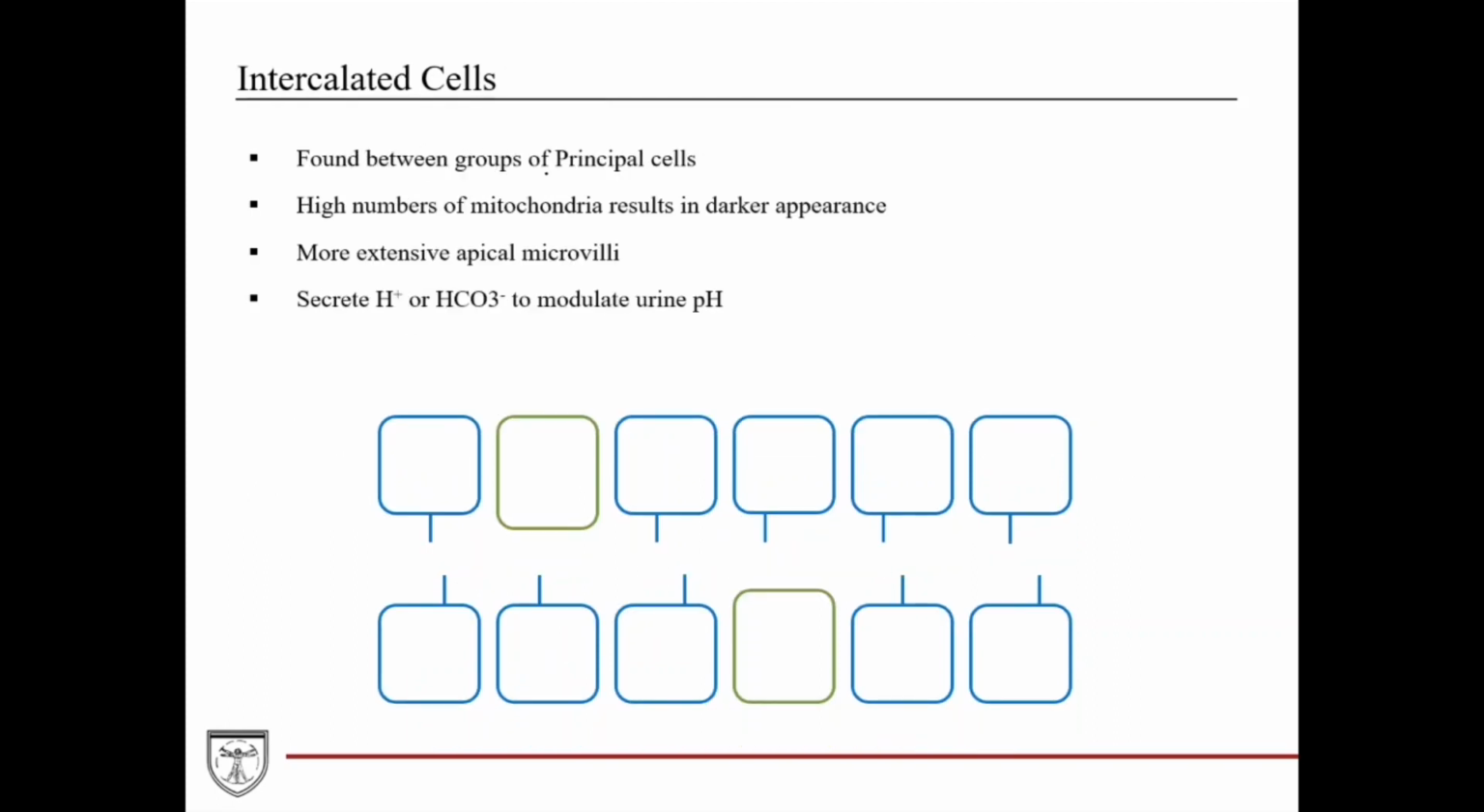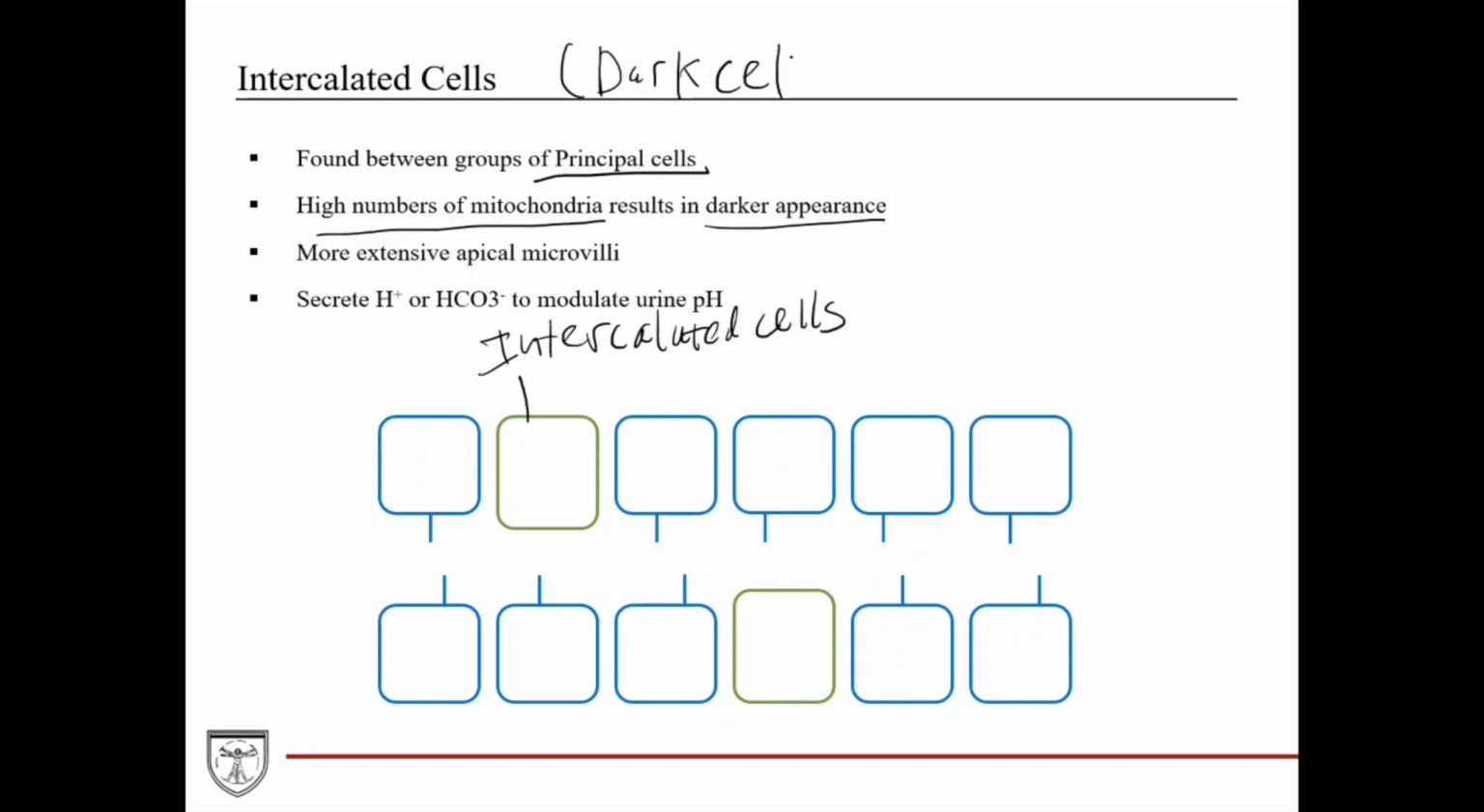The intercalated cells, these are found between groups of principal cells. So you can see that here in green. They have high numbers of mitochondria, which results in their darker appearance, hence their name as dark cells. They have a more extensive apical microvilli, so they have a little more folds like this. They have more microvilli like this, and they function to modulate the urine pH, so they're really important for acid-base balance. So they'll secrete acid or bicarbonate depending on how you want to modulate the pH of the urine.